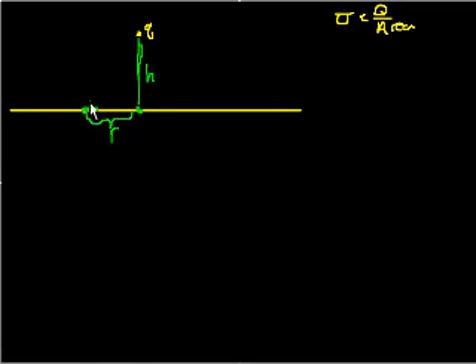So first of all, what is the distance between this part of our plate and our point charge? What is this distance that I'll draw in magenta? Well, Pythagorean theorem. This is a right triangle, so it's the square root of this side squared plus this side squared. So this is going to be the square root of h squared plus r squared. So that's the distance between this area and our test charge.